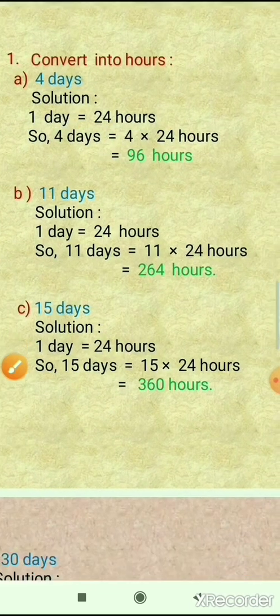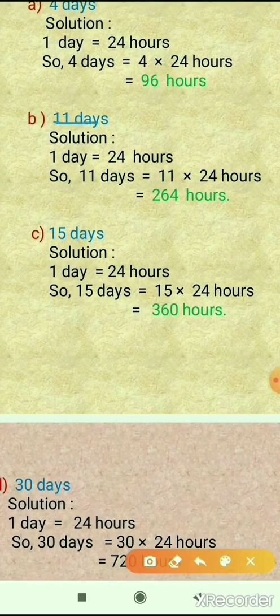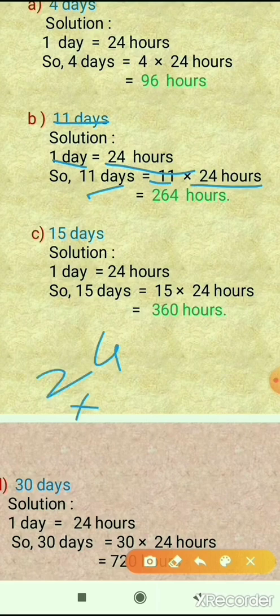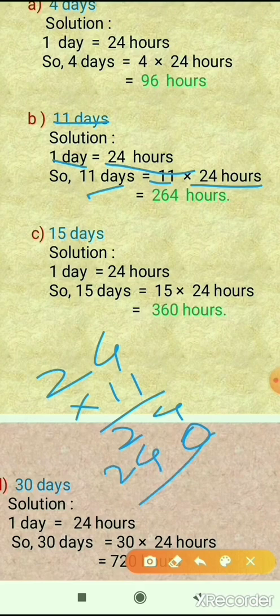Okay, now see the next example. 11 days. 1 day is equal to 24 hours. So 11 days is equal to 11 multiplied by 24 hours. 24 multiplied by 11. 4 ones are 4 and 2 ones are 2. Okay, we put 0. 4 ones are 4, 2 ones are 2. 4 plus 0, 4. 2 plus 4, 6, and 2.